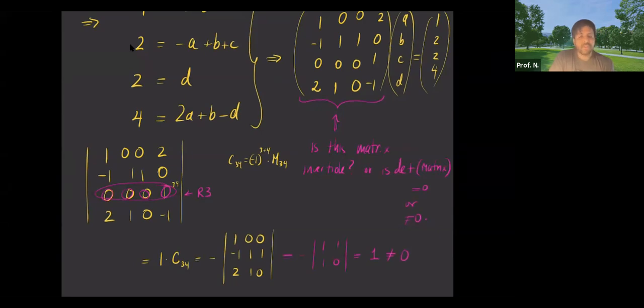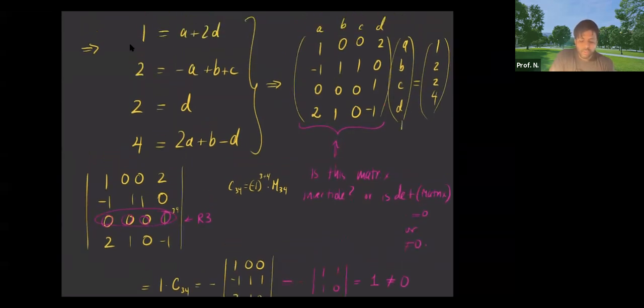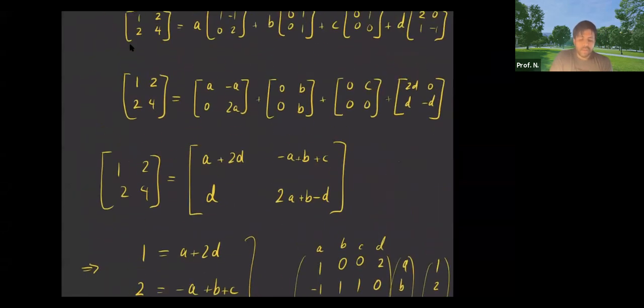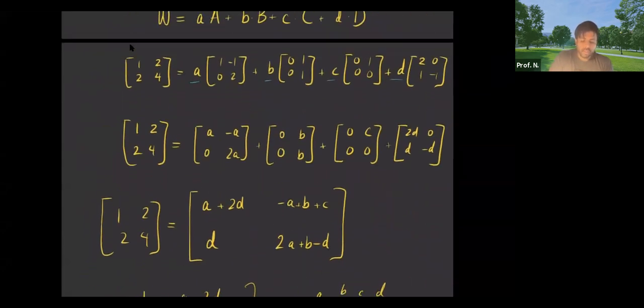What does it mean that my matrix is invertible? That means that the solution exists. What does it mean that the solution exists? There's a unique solution that exists. What does it mean? It means that there exist values A, B, C, and D that make this equation true.